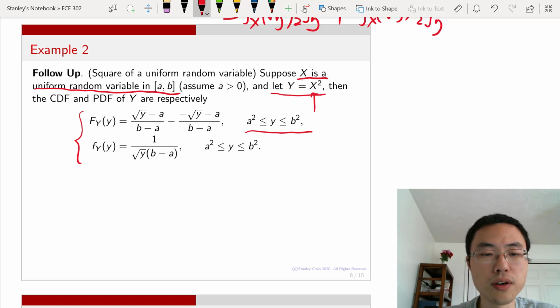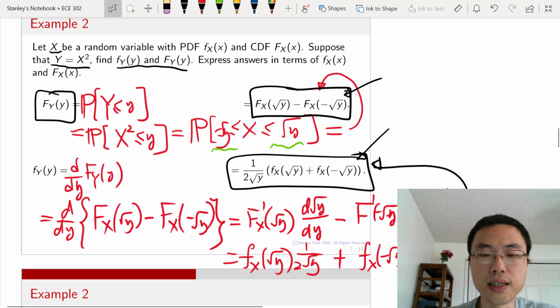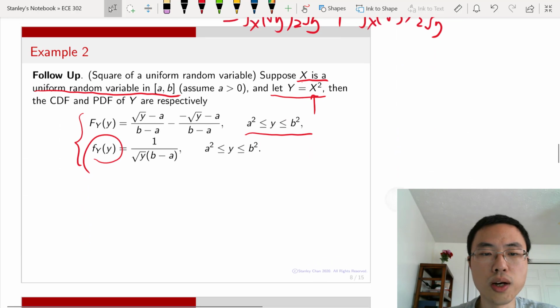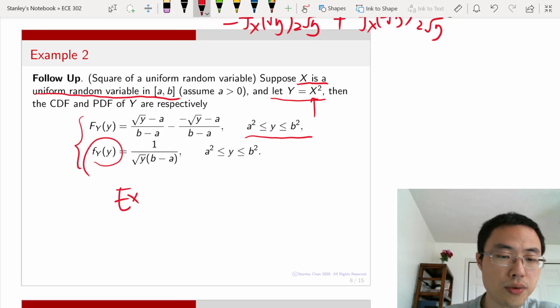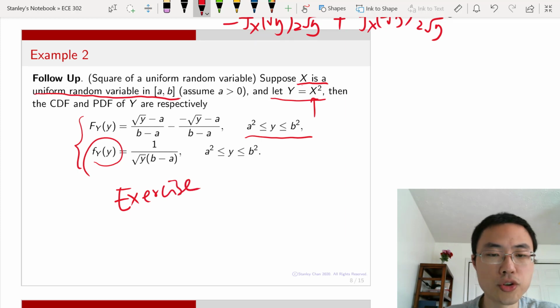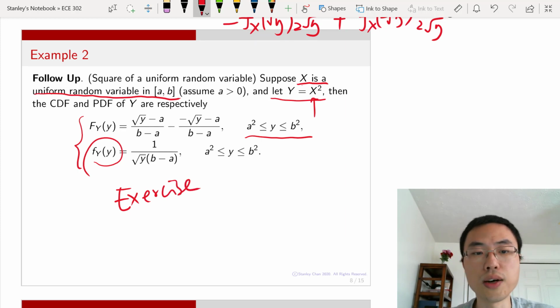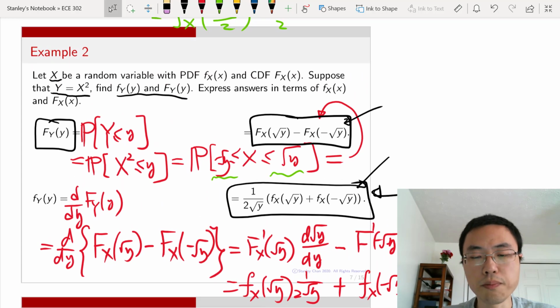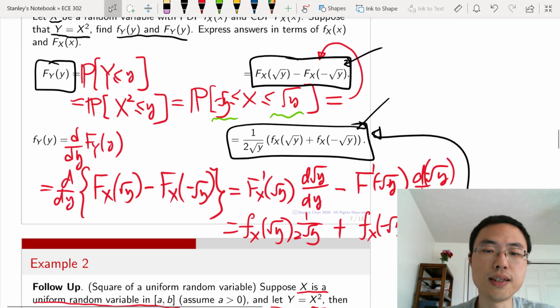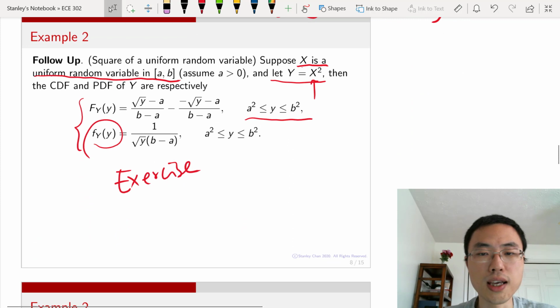The expression of your f_Y is found according to the previous formula here. Now I will leave this as an exercise. I hope that you can try to make sure that you understand how to calculate this. The idea is that you first write down the PDF and CDF of your X, follow this derivation and plug in the equation and numbers, and see if you get the same results as I am getting here.